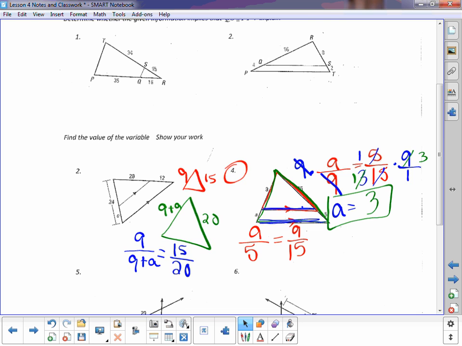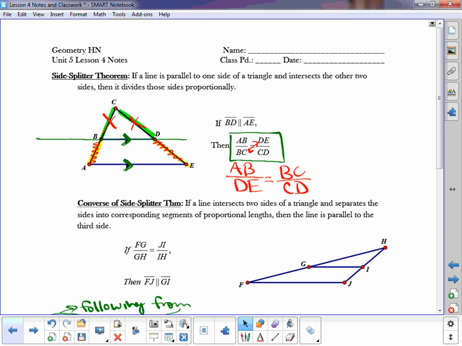So let's go ahead and take a look then at our corollary. Or sorry, not corollary, our converse. So, real quick, what is a converse again? Yeah, we flip-flop, right? We switch our hypothesis and our conclusion. So my side splitter said, if those lines are parallel, then the sides are proportional. The converse simply says, if I know those sides are proportional, that means that the lines are parallel. So if I can show that these pieces are proportional, then I can know that these lines are parallel. And that's what this is stating here. If I have that proportion, then I know the lines are parallel.